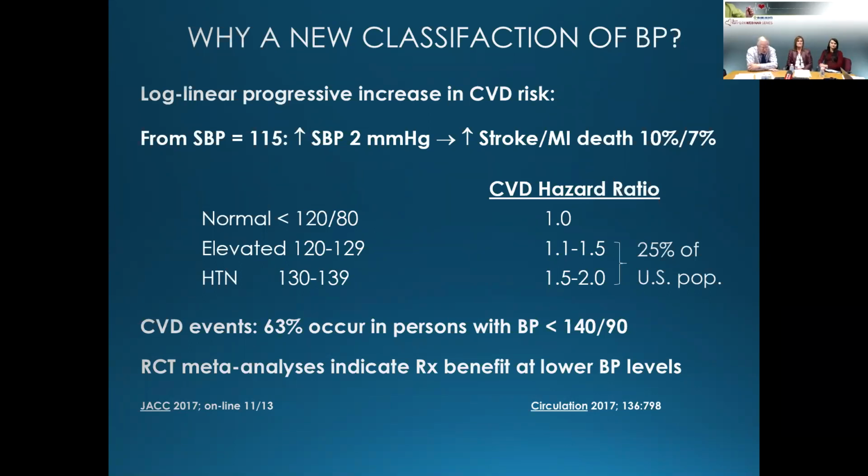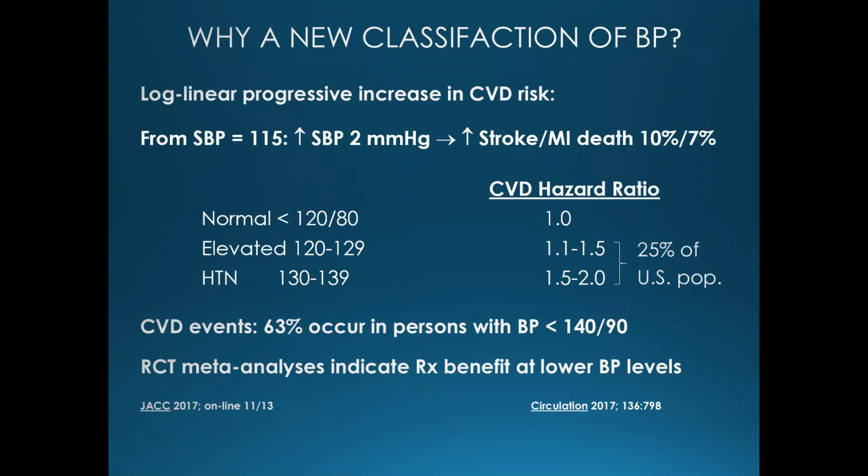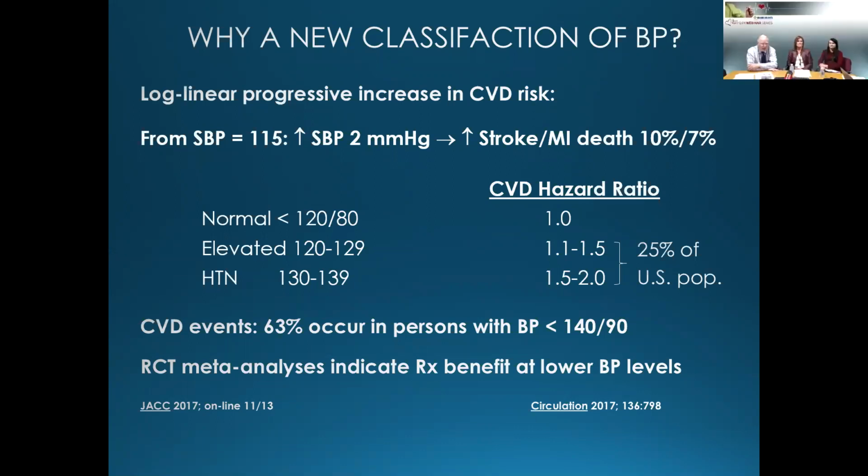25% of the U.S. adult population has a systolic blood pressure between 120 and 139. Many cardiovascular events now occur in persons whose blood pressures are less than 140 over 90. And finally, as we'll see, recent meta-analyses indicate the benefit of drug therapy for lower blood pressure levels.